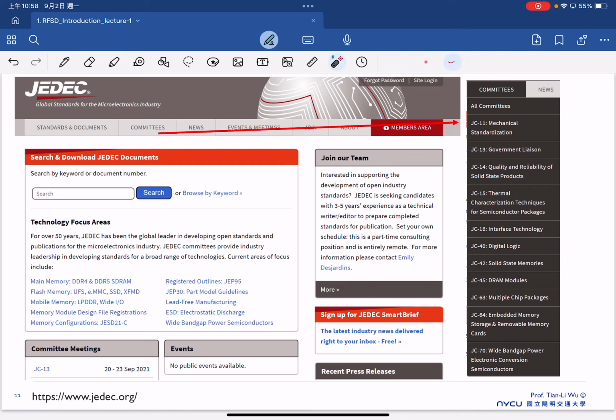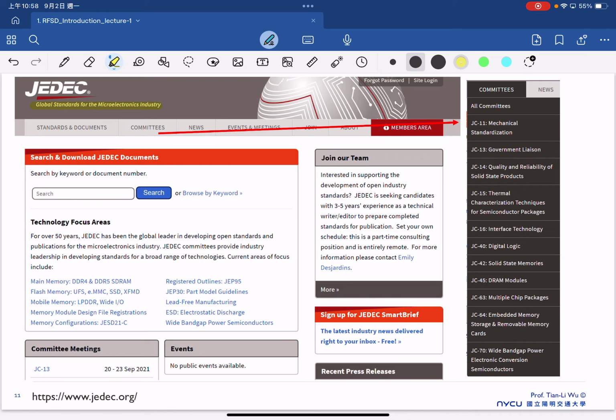You can see JEDEC, Global Standard for the Microelectronics Industry. That's very important. Every time we launch a product, we definitely need to first look at the JEDEC standard to see whether our product reaches the JEDEC spec or not. So it's important to understand that we have such an organization standardizing microelectronic reliability.